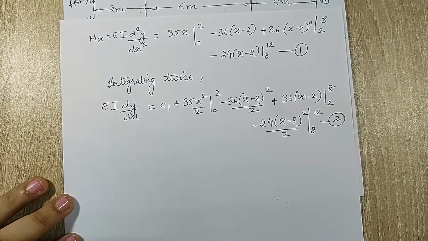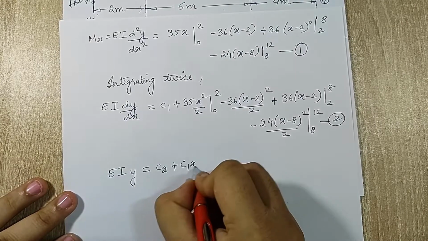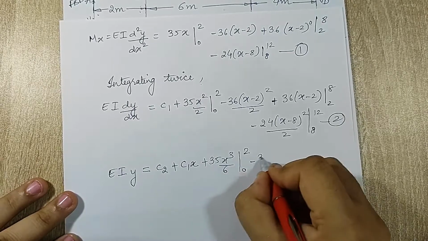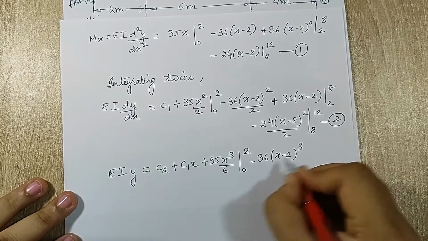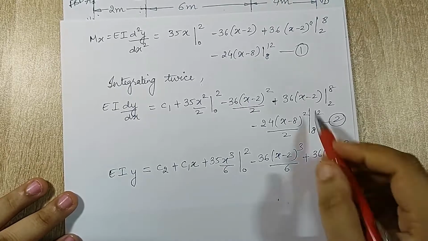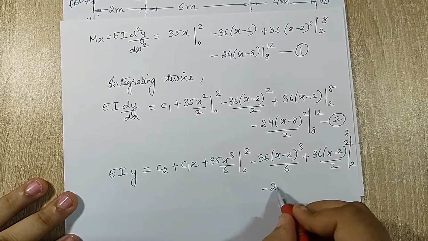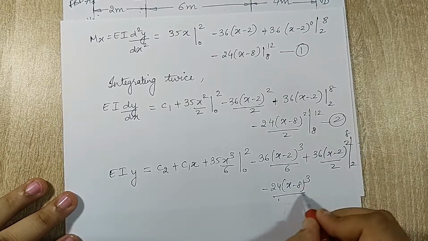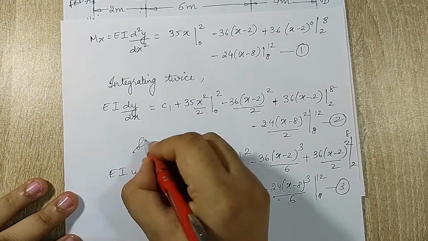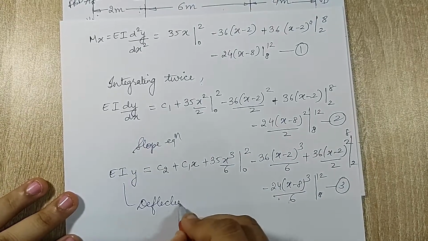When I integrate this equation, I get EI y is equal to C2 plus C1 into x plus 35x cube upon 6 from 0 to 2, minus 36 into (x minus 2) cube upon 6. This term becomes 36 (x minus 2) square by 2. You can see this term is now gaining momentum in this equation. So from 2 to 8, and last will be minus 24 into (x minus 8) cube upon 6 from 8 to 12. This is equation 3. Equation 2 is my slope equation and equation 3 is my deflection equation.